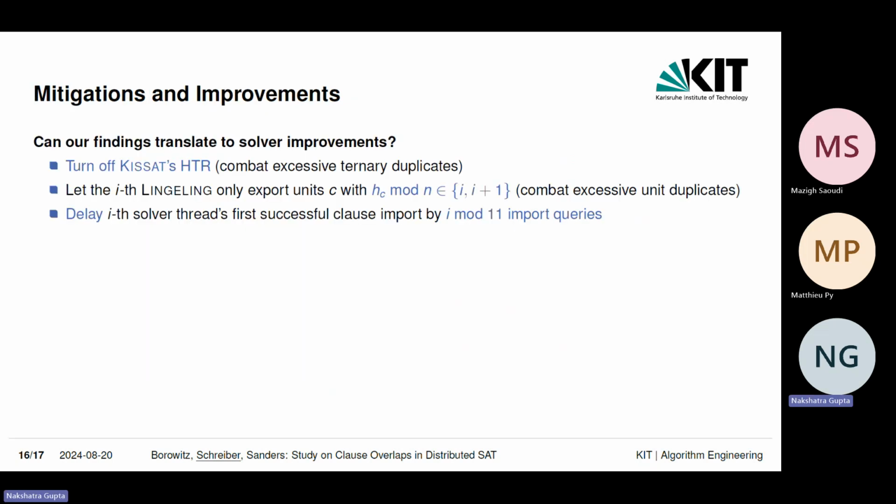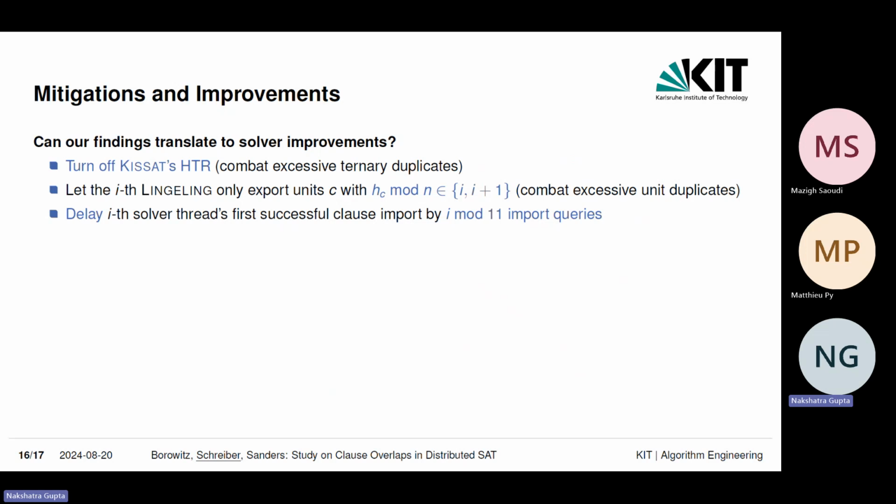Okay, so after all of these findings, we wondered whether our findings could also translate to improvements in our solver. So we tried three tiny changes, hoping that it might change something. First of all, we turn off the hyperternary resolution in our KISAT. We still use the 2020 version here for comparability. And then we somehow split how many unit clauses we export.